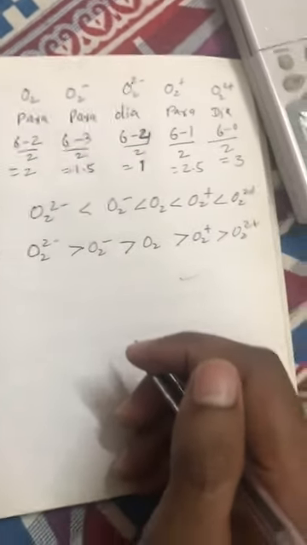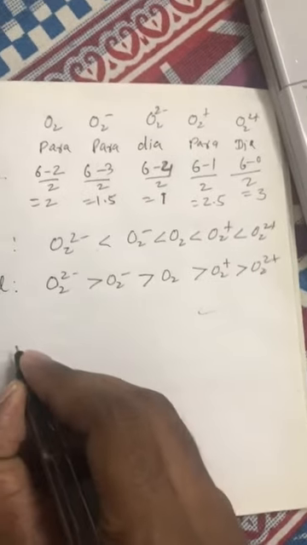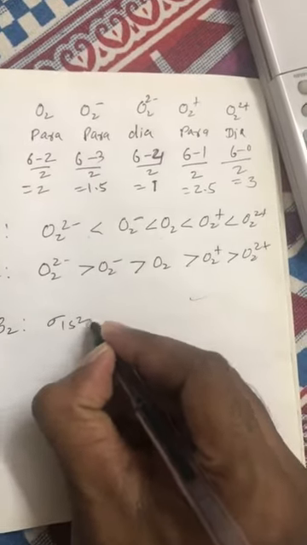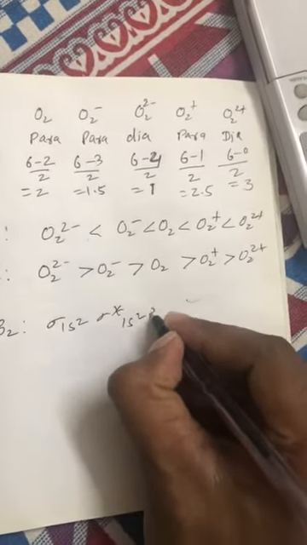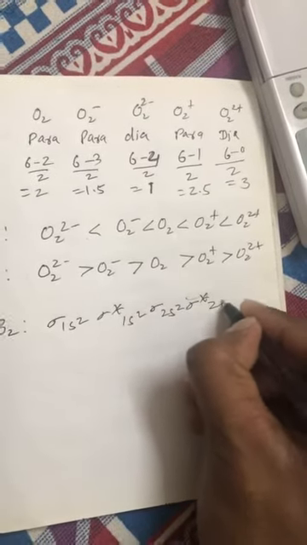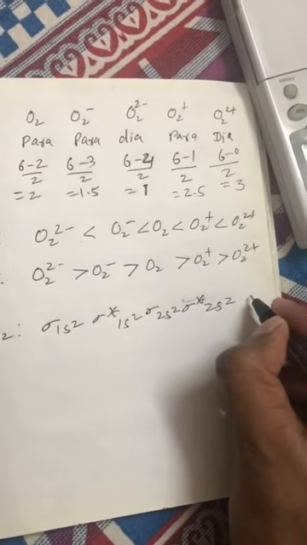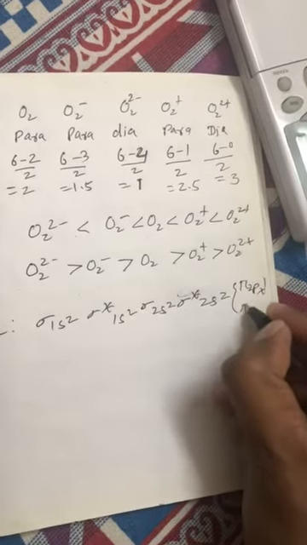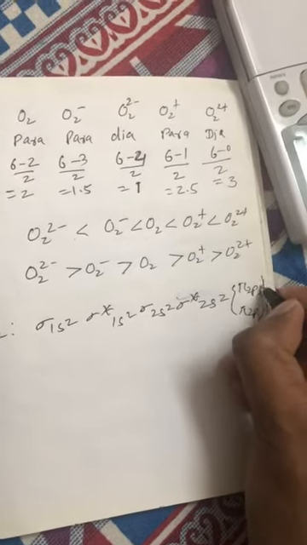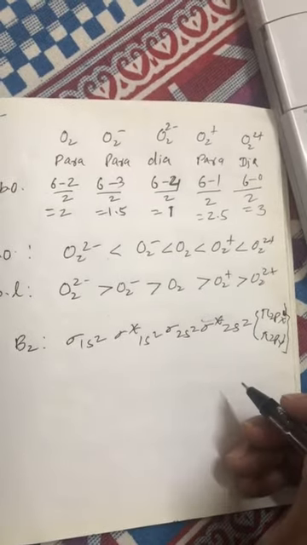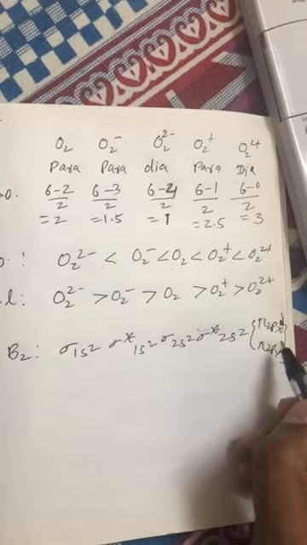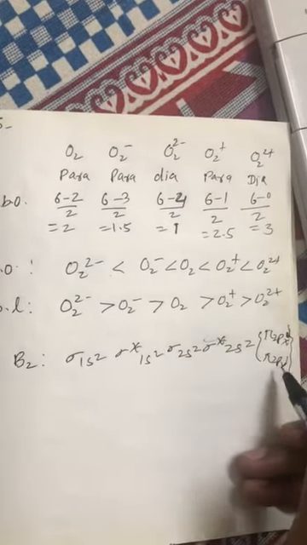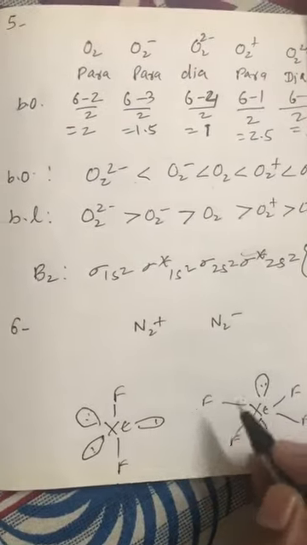Just like this. So this is the order of bond length. Now B2 will have the configuration sigma 1s2, sigma star 1s2, sigma 2s2, sigma star 2s2, then pi 2px1, pi 2py1. So this is the configuration of B2, and it is paramagnetic because of the unpaired electrons in pi 2px and pi 2py. Question number 6.